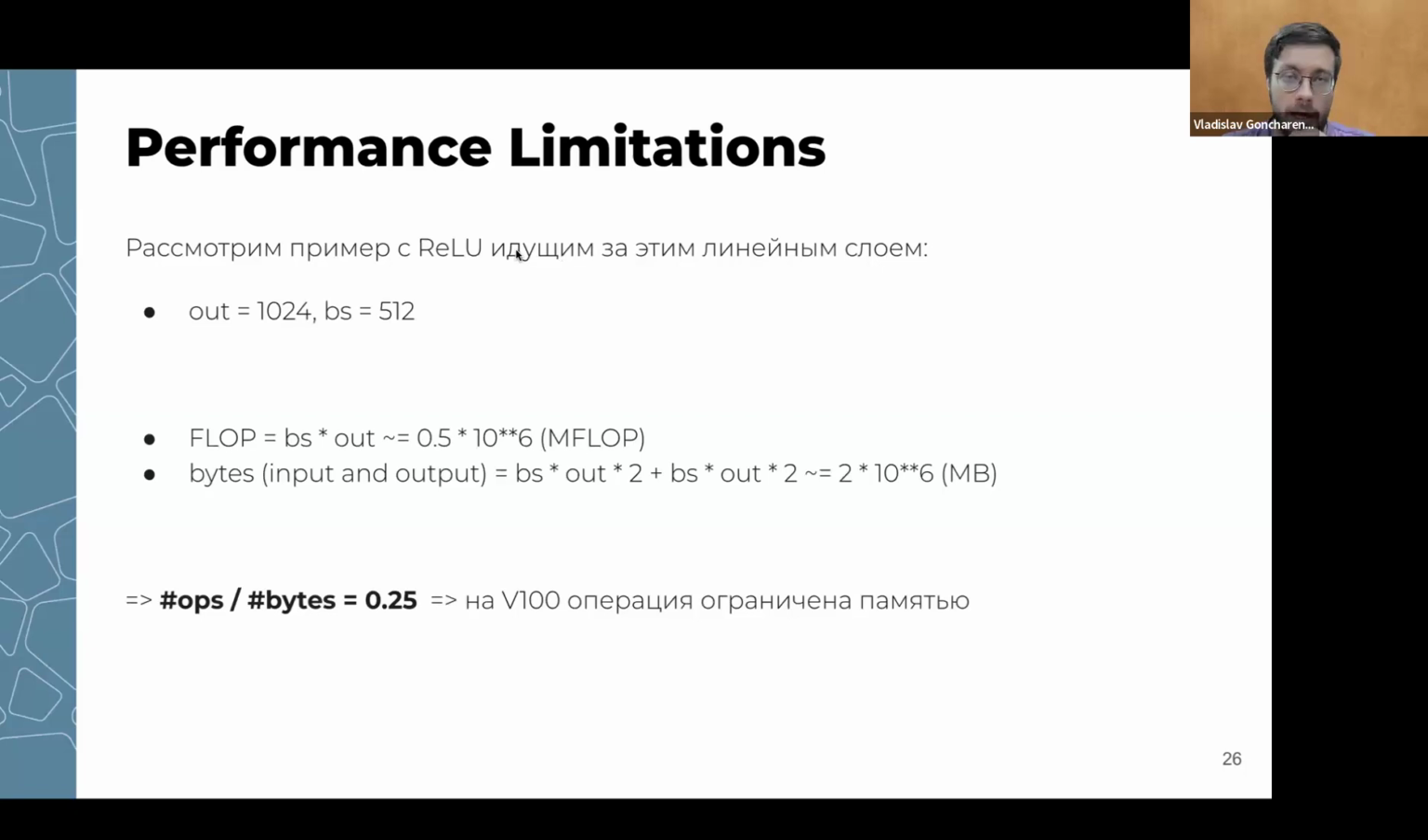Also, let's apply the same computations to ReLU, and we will see that it is 0.5 times 10 to the power 6 megaflops. And for memory, we just need to store input and output, so very small, but the arithmetic intensity is quite low. That's why we see that this operation is bounded by memory, because we need to read and write more than compute.